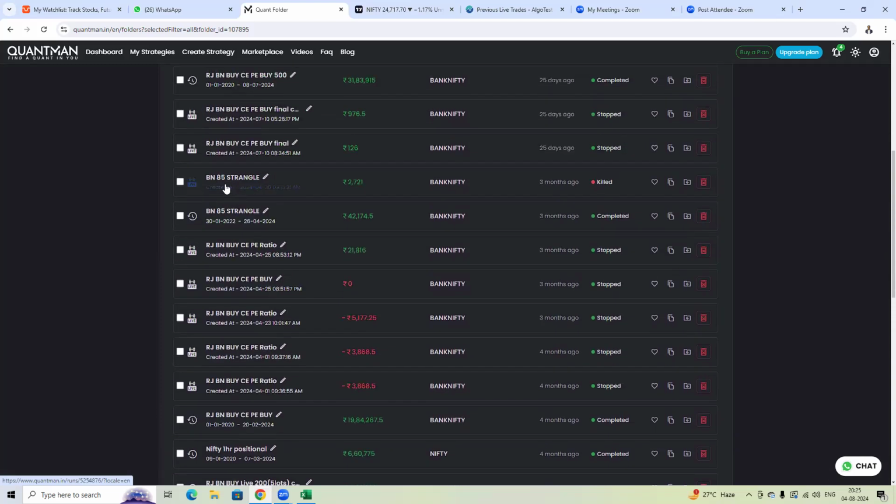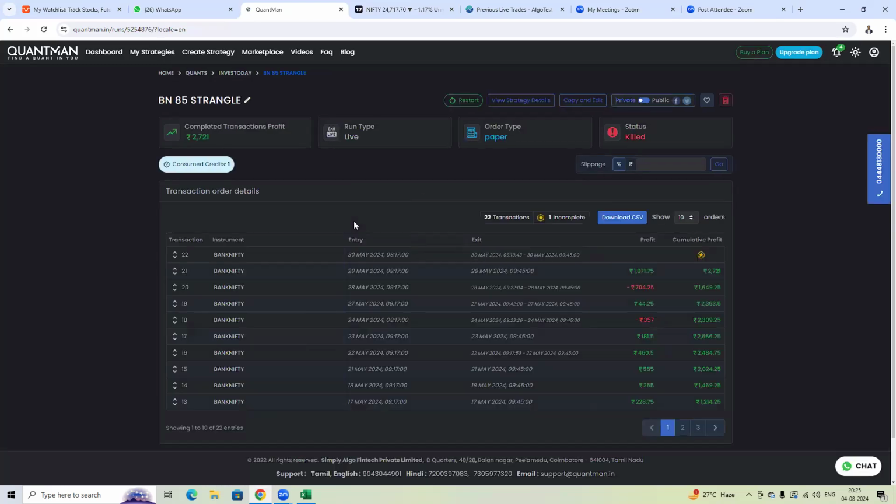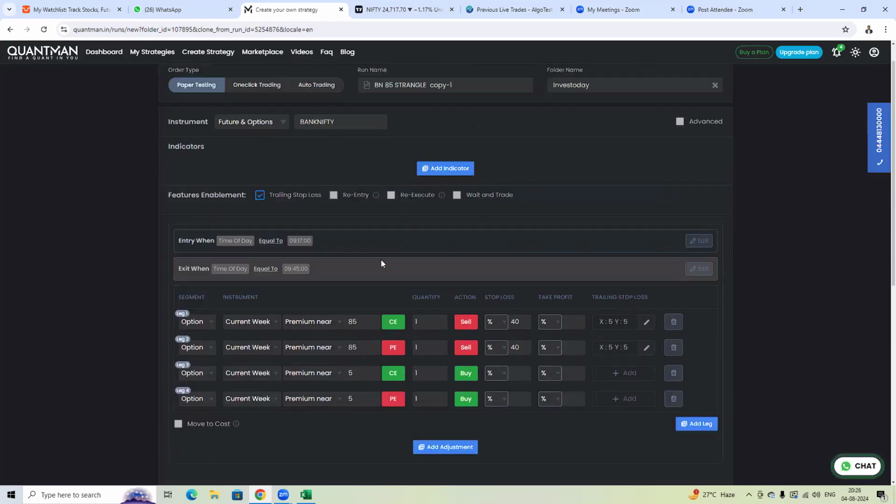See, in the morning, so this is the strategy. You can just see here, Bank Nifty 85 strangle. Okay. This strategy is very simple. Okay, I have run it live and the completed transaction is already here. You can just see here. Okay, the strategy is very simple.